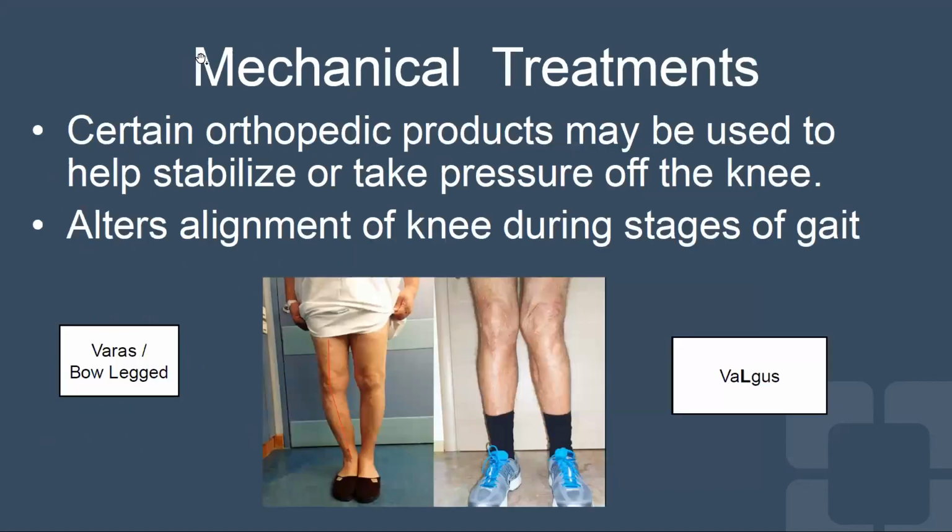So, all right. This goes into a little bit of mechanical treatments. Certain orthopedic products may be used to help stabilize or take pressure off of the knee. These typically alter the alignment of the knee during stages of walking. So we see two types. On the left is a genu varus deformity, so this leg is bowing out a little bit, whereas this is more of a genu valgus deformity where that knee kind of caves in.